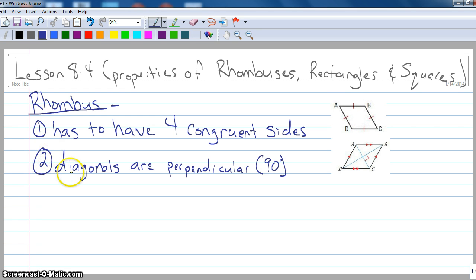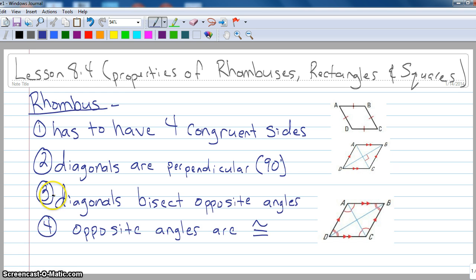The second one is that diagonals are perpendicular, which means they make 90 degrees. So here's a rhombus, here are the diagonals, and as you can see, they make a right angle. So that's 90, this is 90 right here, this is 90, and that's 90. So inside this rhombus, there are 4 right triangles.